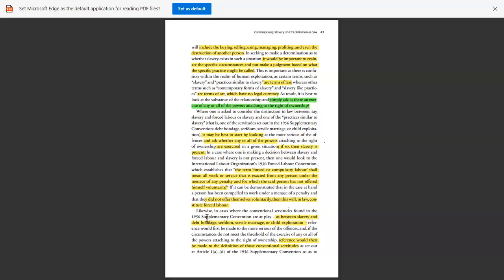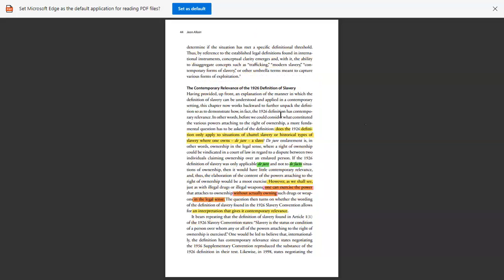Serfdom as well has been defined in other conventions and brought into play here too. Reference would then be made to the definition of those conventional servitudes. See, conventional servitudes are common and have been discussed in the past in light of what slavery would mean. So we can move down further.